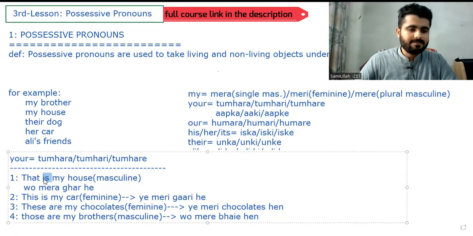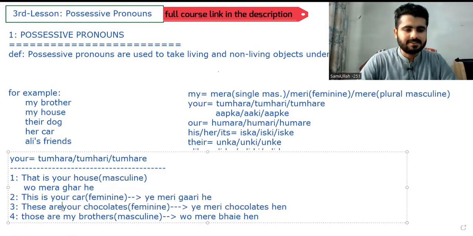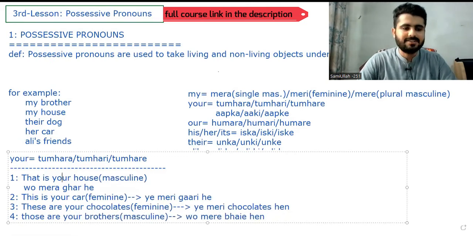ठीक है. I'm saying that is my no. That's your house. This is your car. These are your chocolates. Those are your brothers. Okay, let's convert now. That is your house. Go. Now look at the word your.